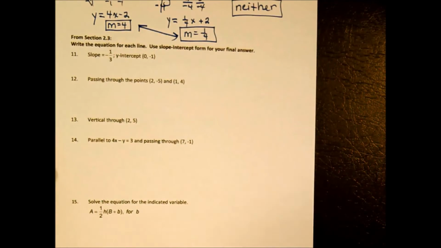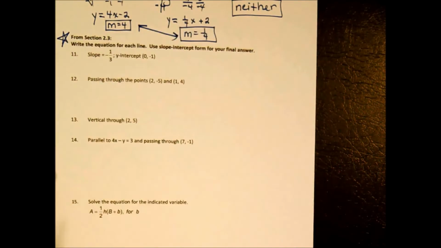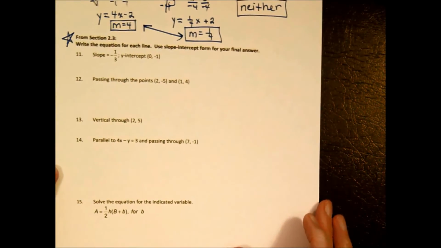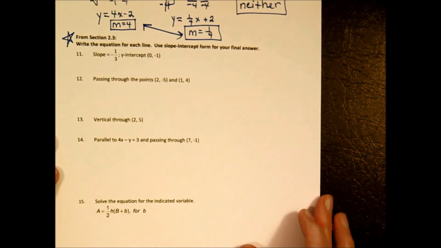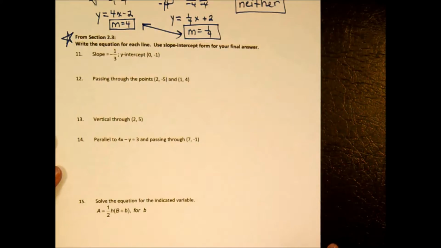Number 11, it says write the equation for each line, and I'm going to tell you this is an incredibly important section. Make sure that you understand these, even if you have to watch this 2 or 3 times. So we're going to write equations of lines given information.